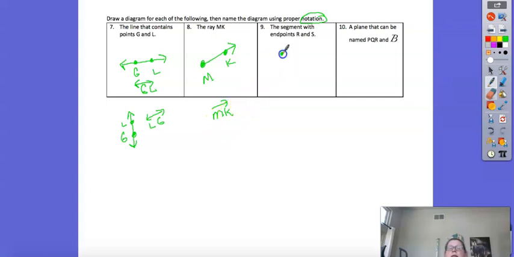Now you have a segment with endpoints R and S. It doesn't matter where you put the R or where you put the S. I would notate it with RS with the line segment symbol on top. I also could put SR, and I also could have drawn it with SR. That wouldn't have mattered. Next, a plane that can be named P, Q, R, and B.